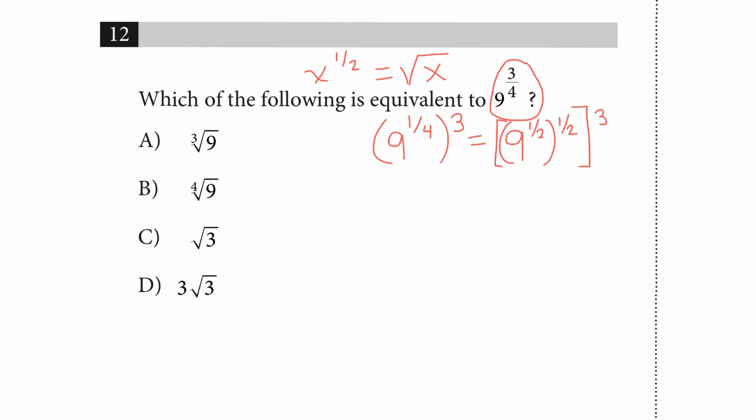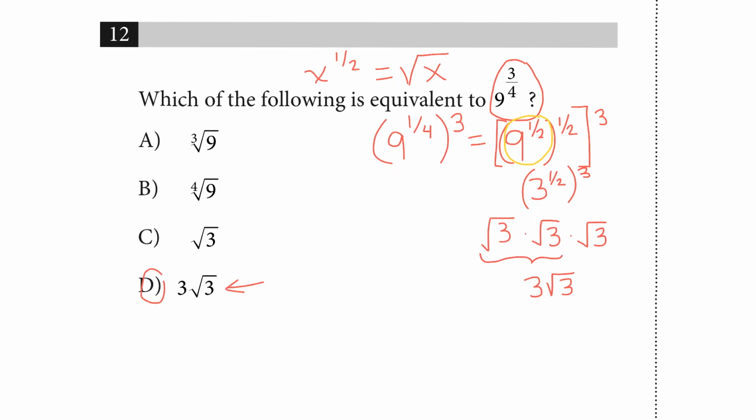But what's 9 to the 1/2 power? Well, 9 to the 1/2 power is the square root of 9, which we just said is 3. So we're going to have 3 to the 1/2 power, and then we're going to cube that. So 3 to the 1/2 power is the square root of 3. And when we cube that, we multiply square root of 3 times itself 3 times. If you take square root of 3 times square root of 3, that gives you 3 times square root of 3. So the answer here should be D. Answer D is 3 square root of 3.